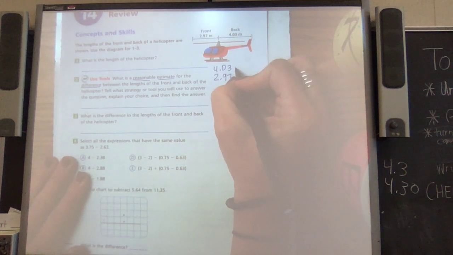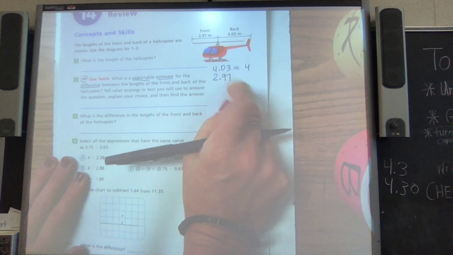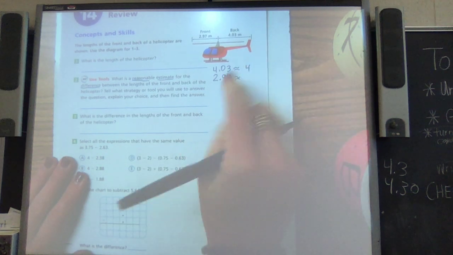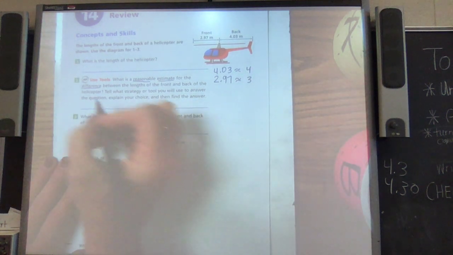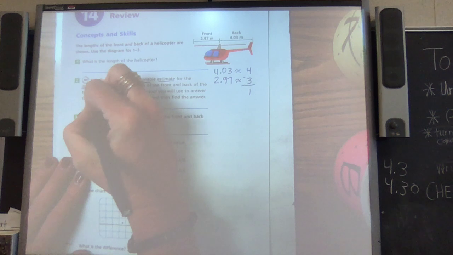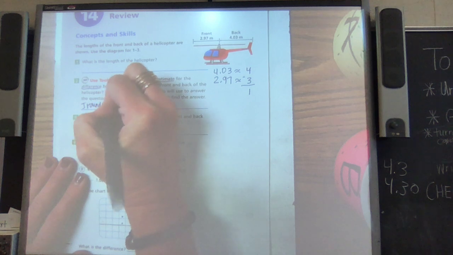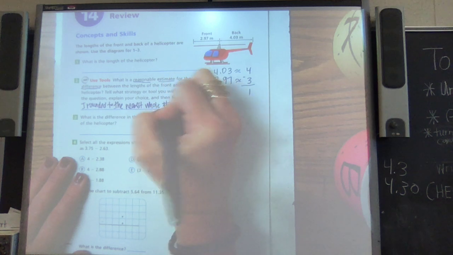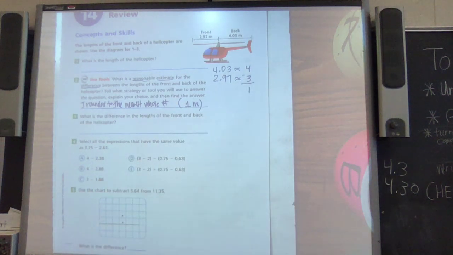I'm going to round them. So definitely I'm going to just round this to 4. If I think about it like money, if I have $4.03, I pretty much just have $4. And if I have $2.97, I might as well say I have $3. And if it says the difference in them, I know that I'm subtracting. And so to find my answer, I rounded to the nearest whole number. And my answer is 1 meter is the difference, okay?